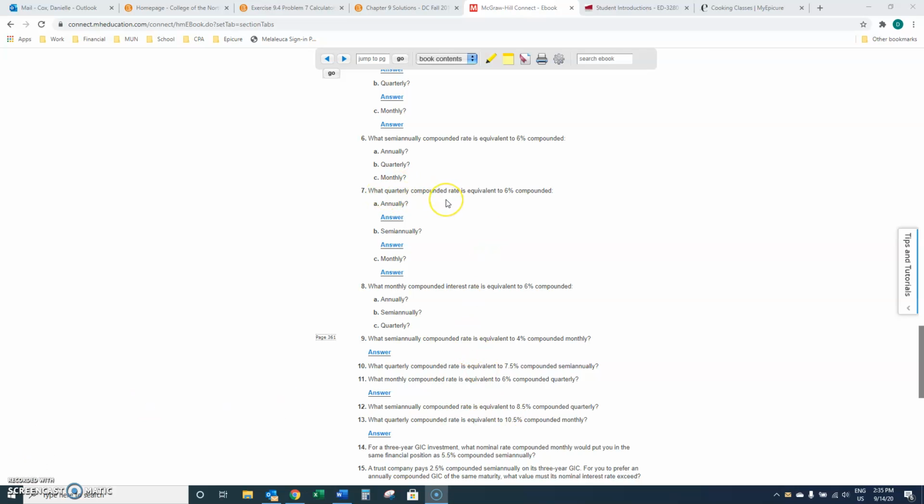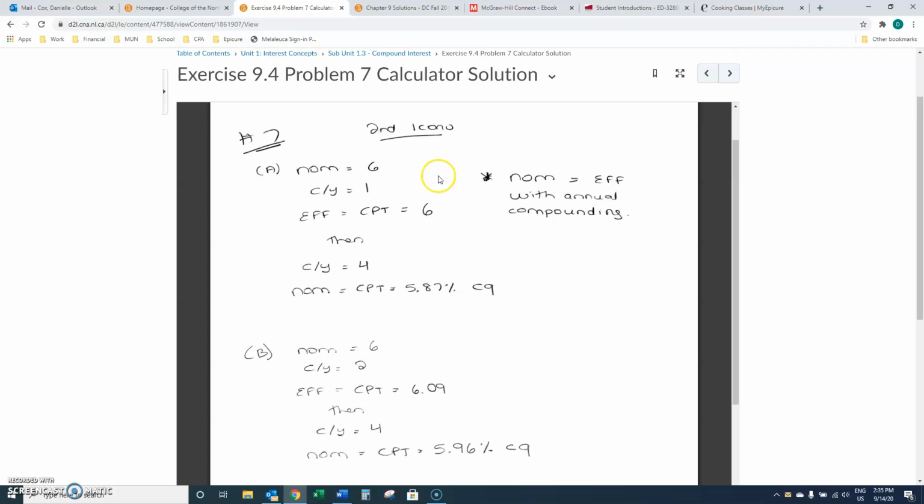So what quarterly compounded rate is equivalent to 6% compounded annually? So what we're looking for: we have 6% compounded annually. What quarterly rate would be the same? So I have the calculator solutions posted.